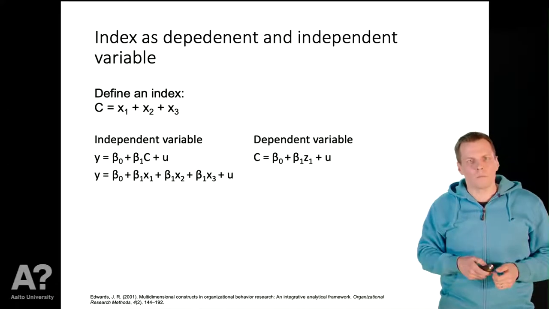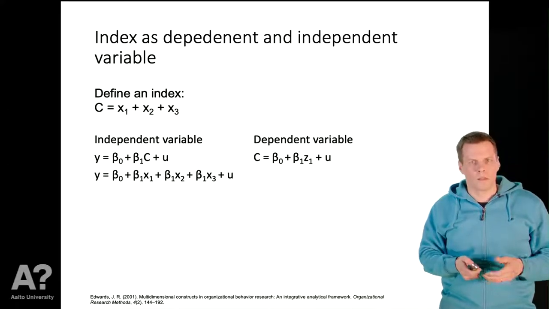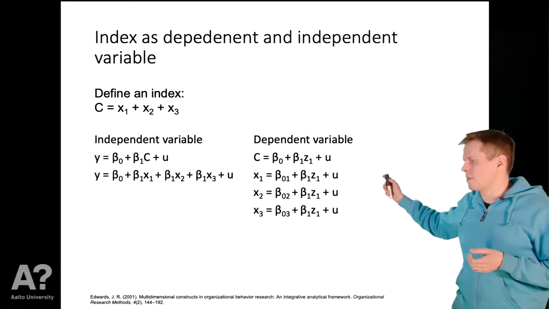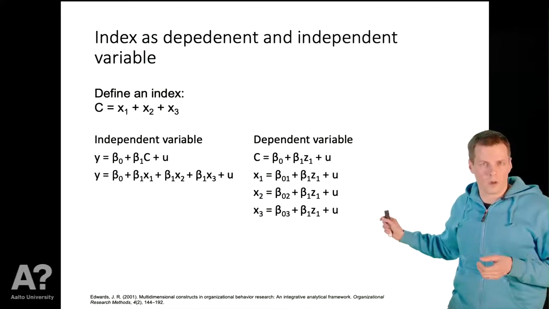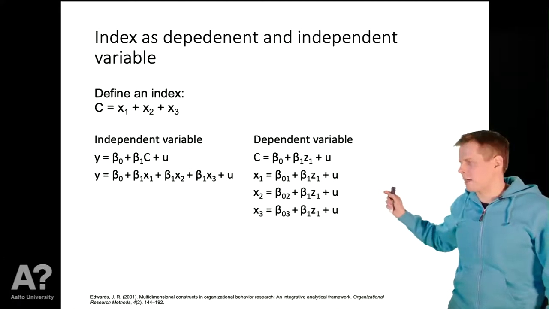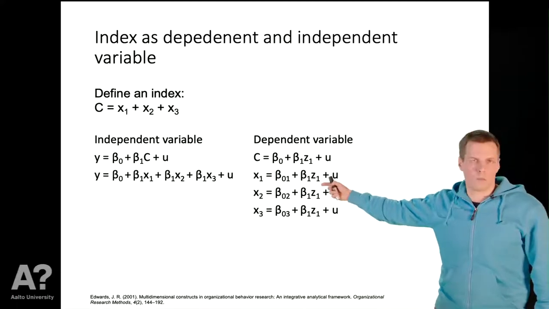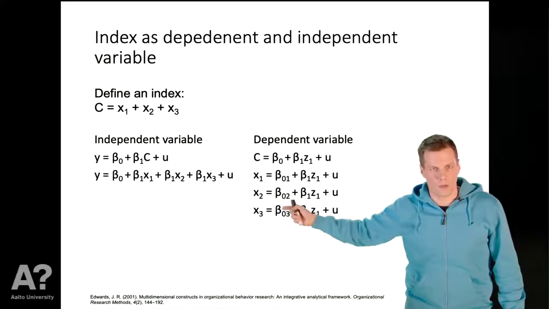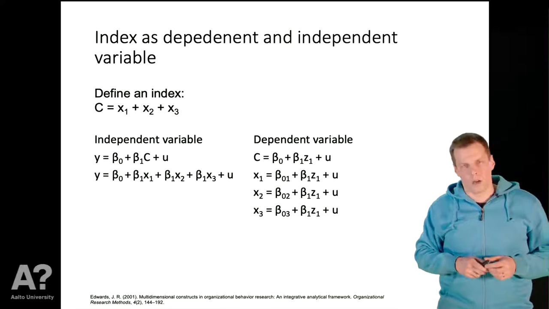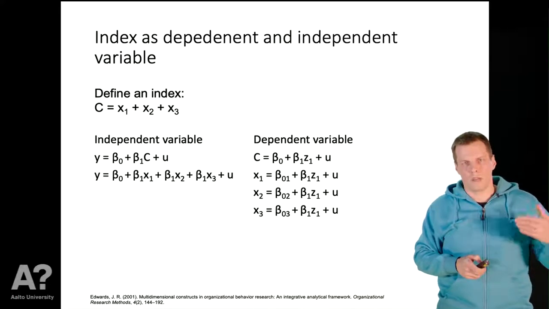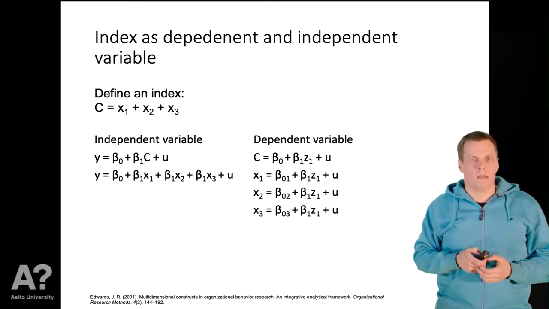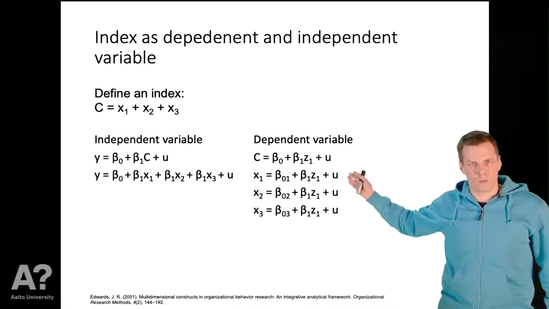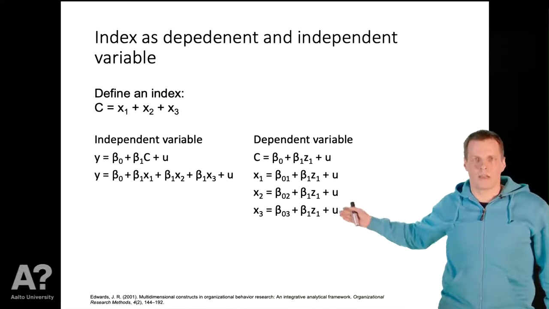So what if we have the index as a dependent variable? The scenario is very similar. In this case, having an index as a dependent variable is the same as having a separate regression model for each component that goes to the index. And we assume that the independent variable z here has the same effect, beta 1, on each of the index components. For example, if we are modeling how much the change in the principal of a school influences the spending, then running that kind of model would be reasonable if we're only interested in the overall level of spending and not specifically in any spending categories.